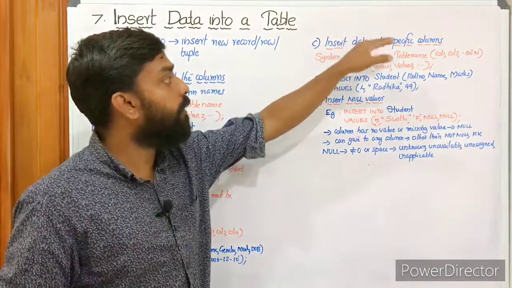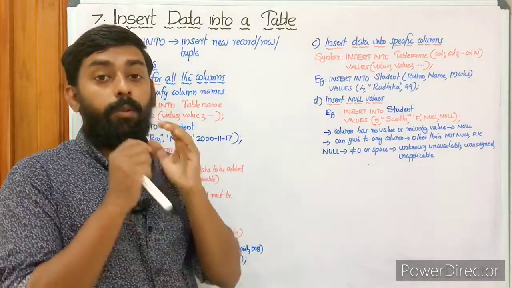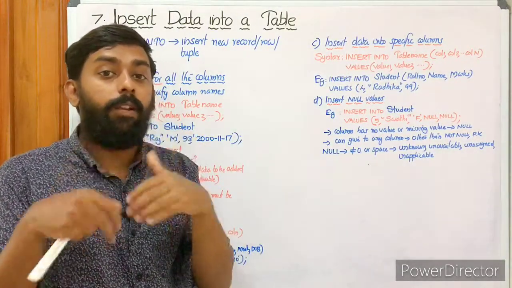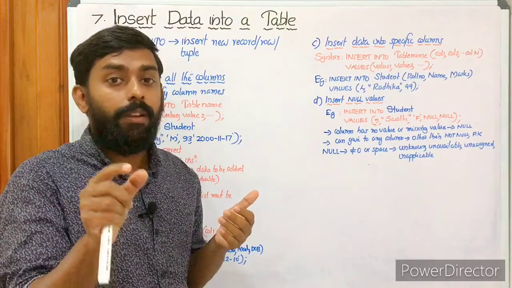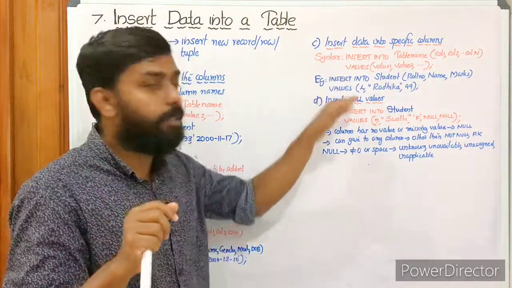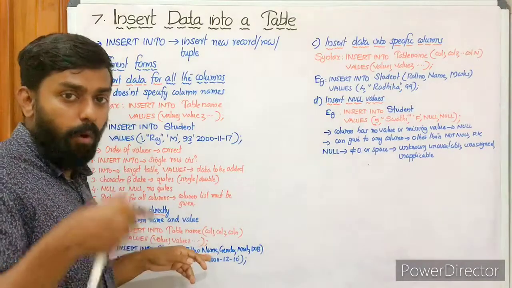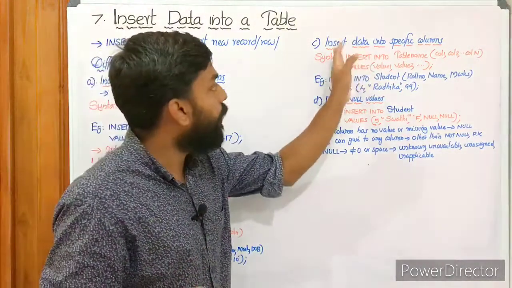Then the third one is inserting data into specific columns. At the time of inserting data into specific columns, we must give what? The column list. Here it is mandatory, whereas earlier it is not mandatory, we can avoid it. So here is the syntax.